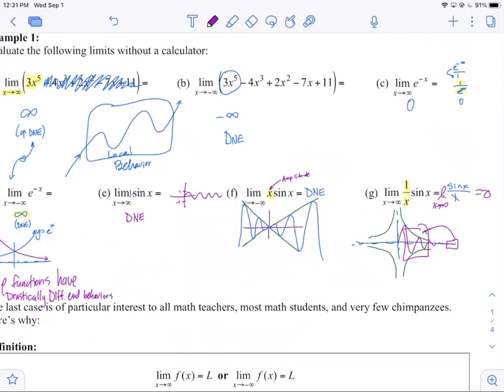Most of the time, we're interested in, was that the bell? No. We're interested in the horizontal asymptote. All right. I think I'm still hearing the bologna sandwich in my ear.